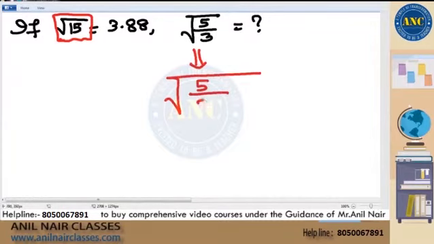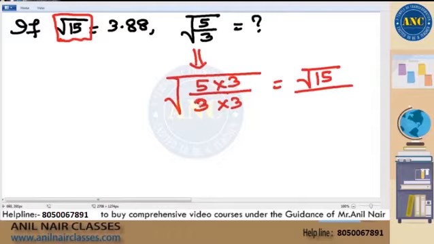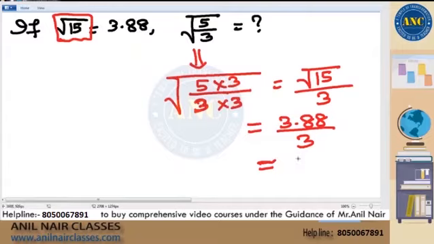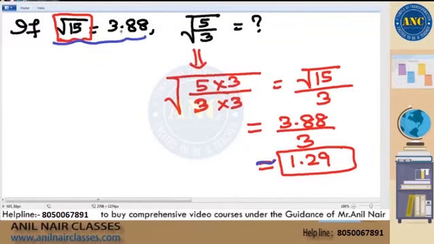I need to find root of 5 by 3, but I want to have root 15. So multiply by 3 in the denominator also. So this is root 15 in the numerator. Root of 3 into 3 is 9. Root 9 is 3 in the denominator. Root 15 value is known, 3.88 by 3. Approximately answer is 1.29. Definitely you should make use of the values which are given, sir. Then only the problem becomes very, very easy.